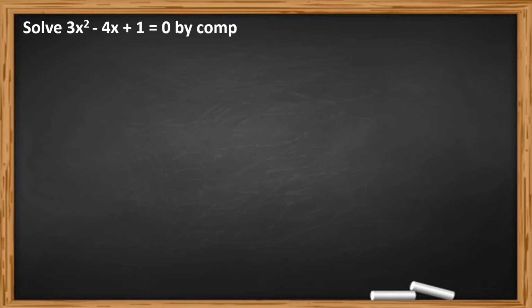Another example. Solve 3x squared minus 4x plus 1 equals 0 by completing the square. But as you can see, our equation has a quadratic term which contains a numerical coefficient of greater than 1. So how will we deal with that? So we'll just have to rewrite the equation.